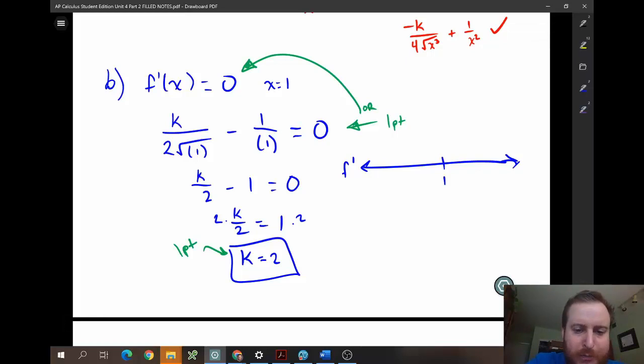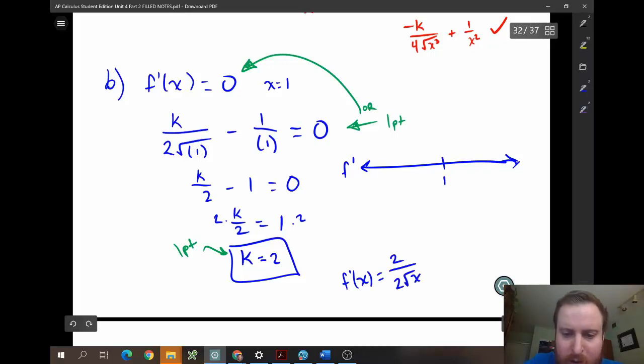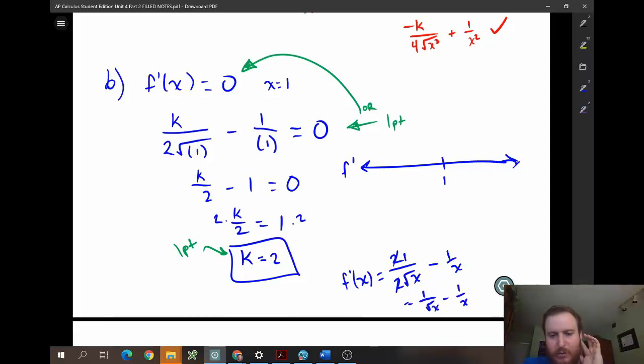So now we know that our f prime of x, before we had written k over 2 square root of x, now we can put 2 over 2 square root of x minus 1 over x. And if you want to cancel out the 2's, you can. Just make sure you put a 1 in there. So you have 1 over square root of x minus 1 over x. So this will be our f prime.